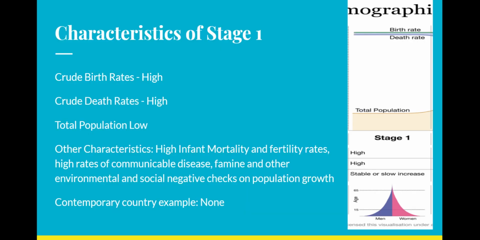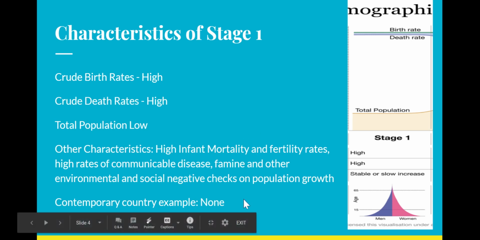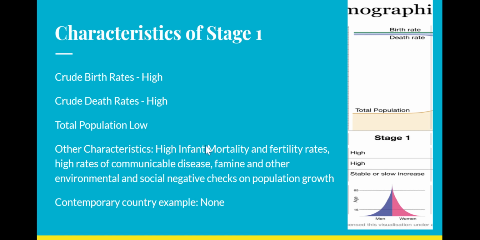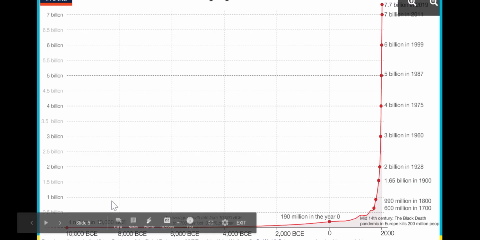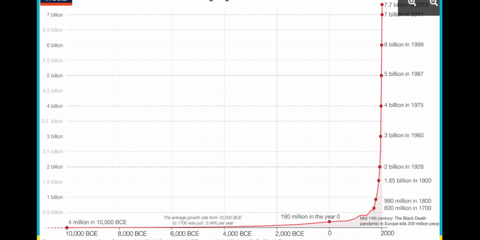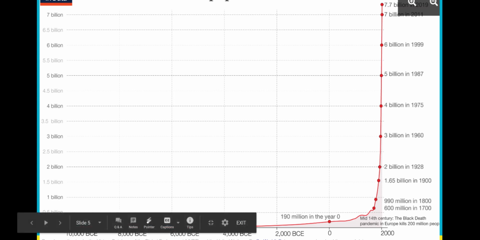So we're not going to spend a ton of time in stage 1. As we talked about before, no country in the world is still in stage 1. So where I said country example, you can write the word none. So birth rates high, death rates high, high infant mortality and fertility rates. So these are countries that really have high rates of communicable disease, other things like famine and environmental and social checks on population growth that are oftentimes really bad things, right? So thinking about stage 1, most of the world has been in a state of stage 1-ness for much of human history.